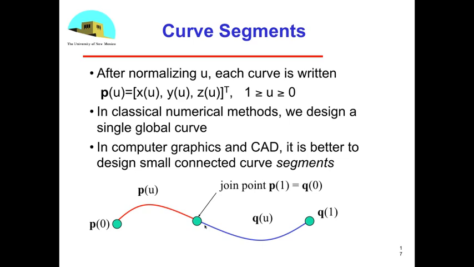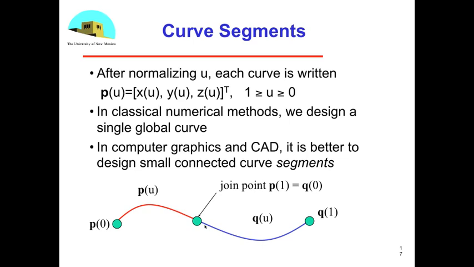Now the extension of that to dealing with surfaces is, rather than dealing with a whole large surface, you deal with small pieces of surfaces that are called surface patches. And then the patches have to have some continuity where two different patches meet, and we'll see that as we go along. Okay, so that's one idea, that we're going to work with small segments or small patches.